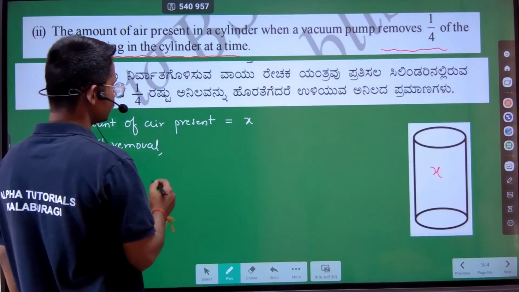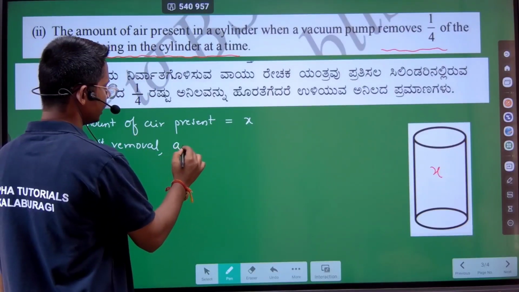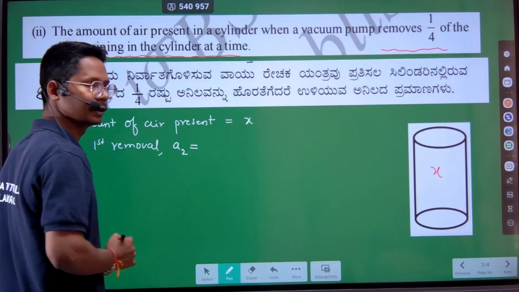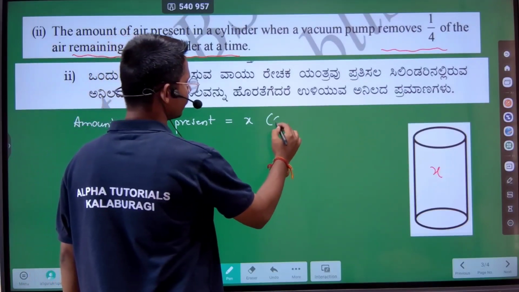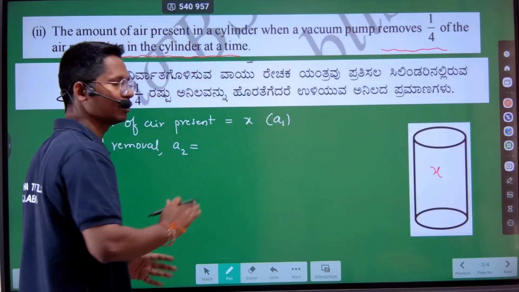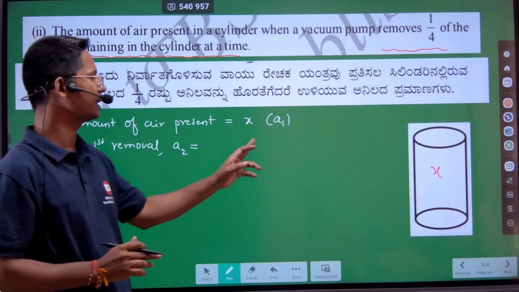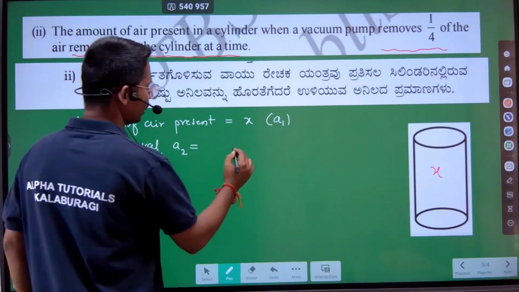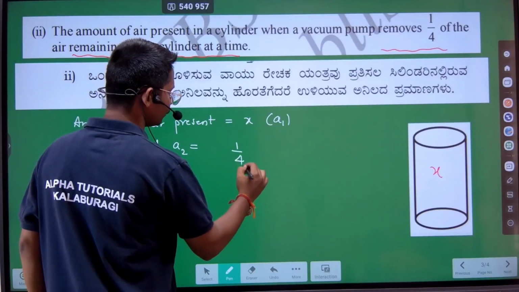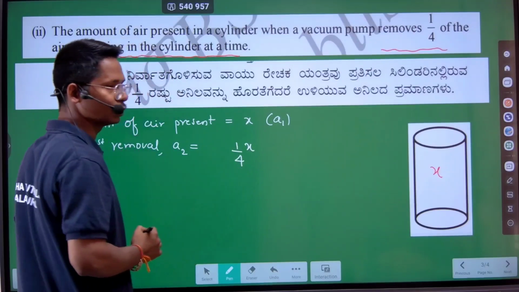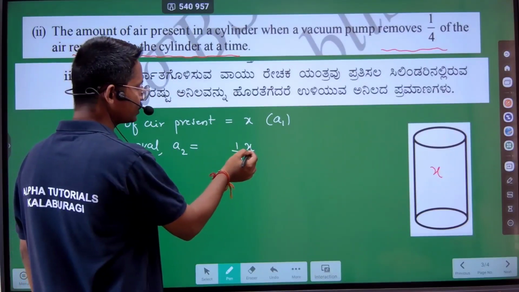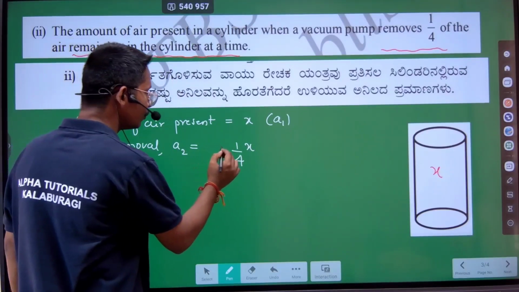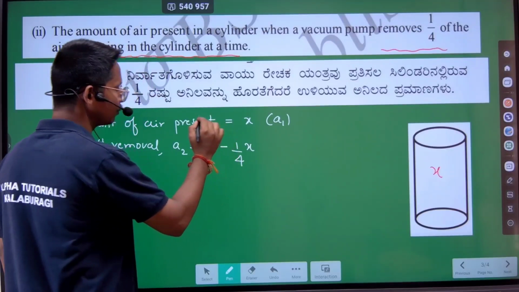Okay, so the first removal is indicated with A1, as it is. Because x volume of air is present in the cylinder, I'll call it A1. Next, A2: you have to remove 1/4 of the present volume. Okay, 1/4 of x should be removed from the present volume.